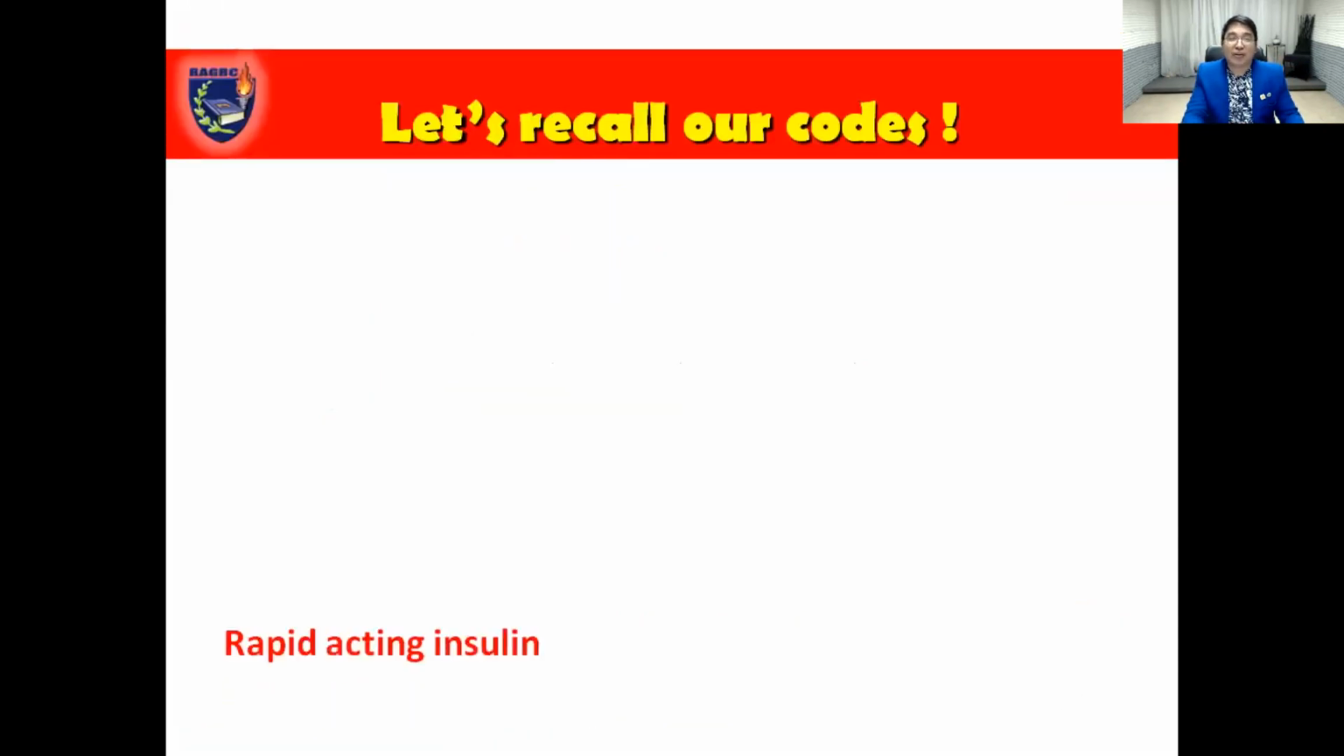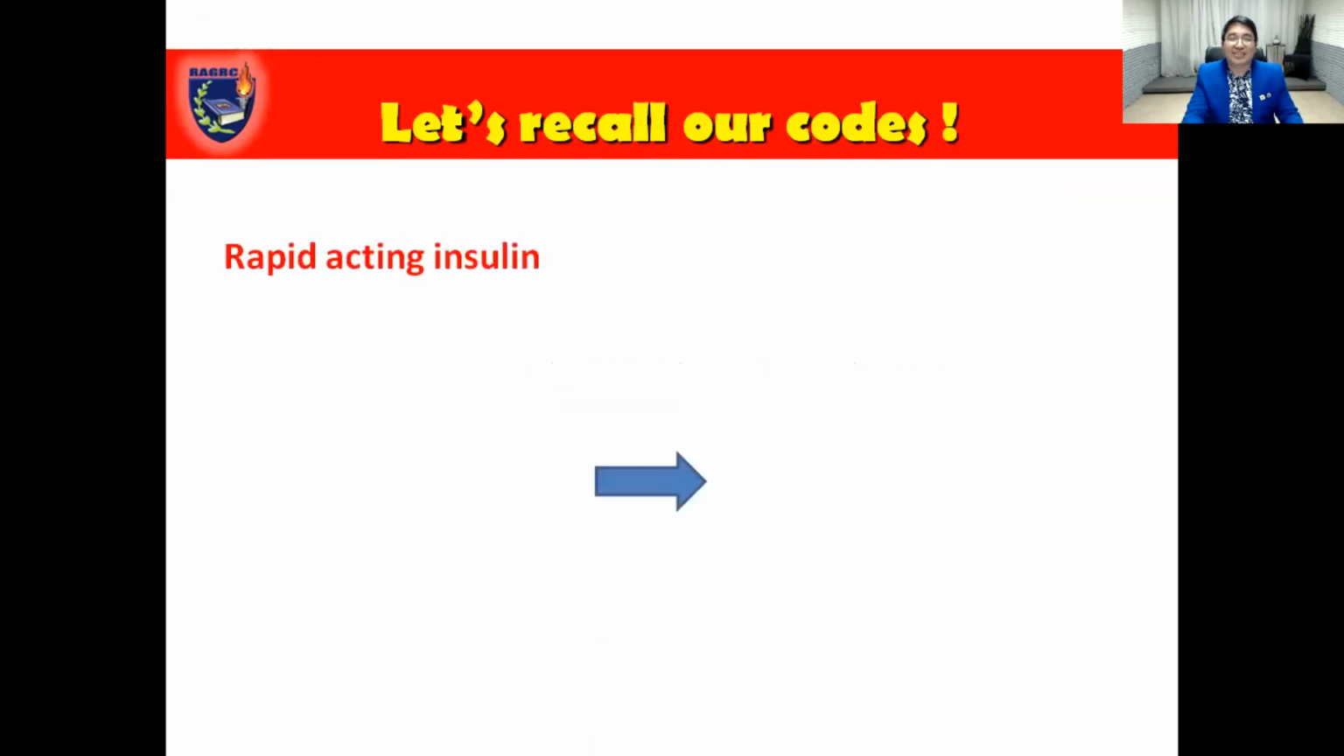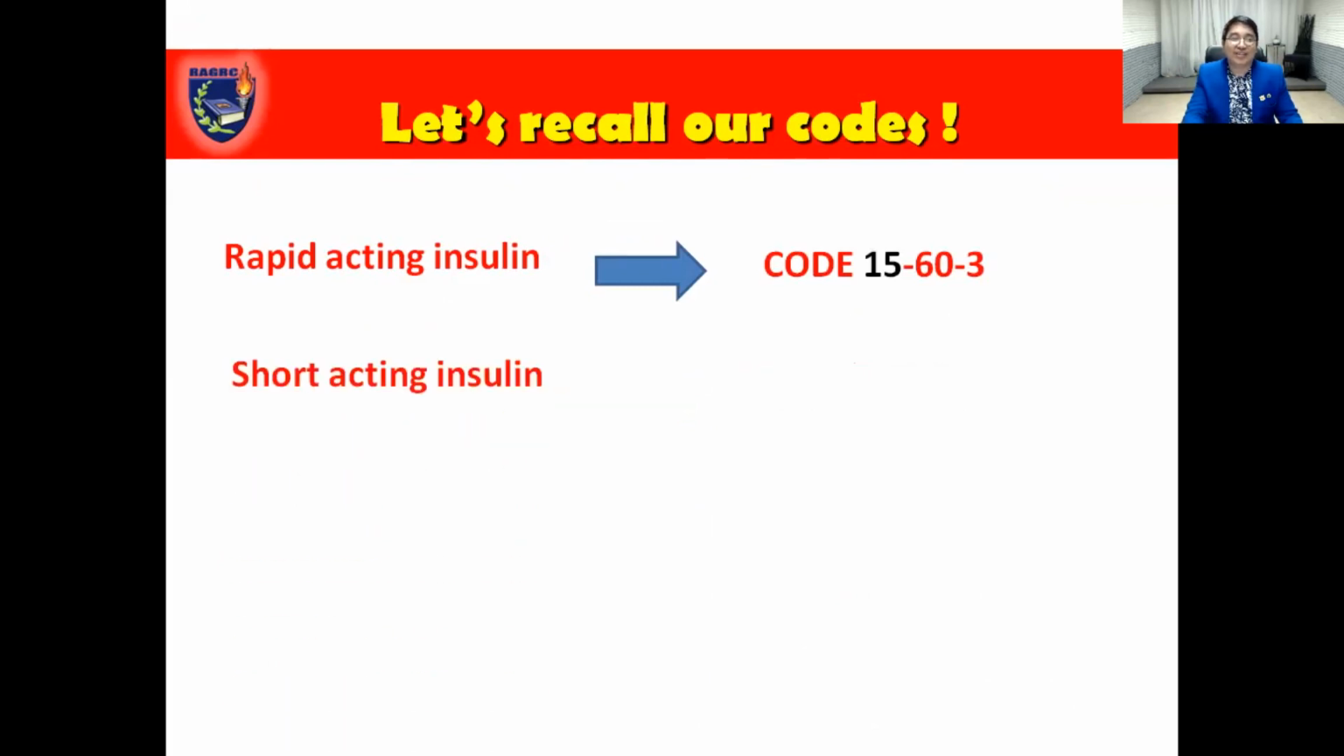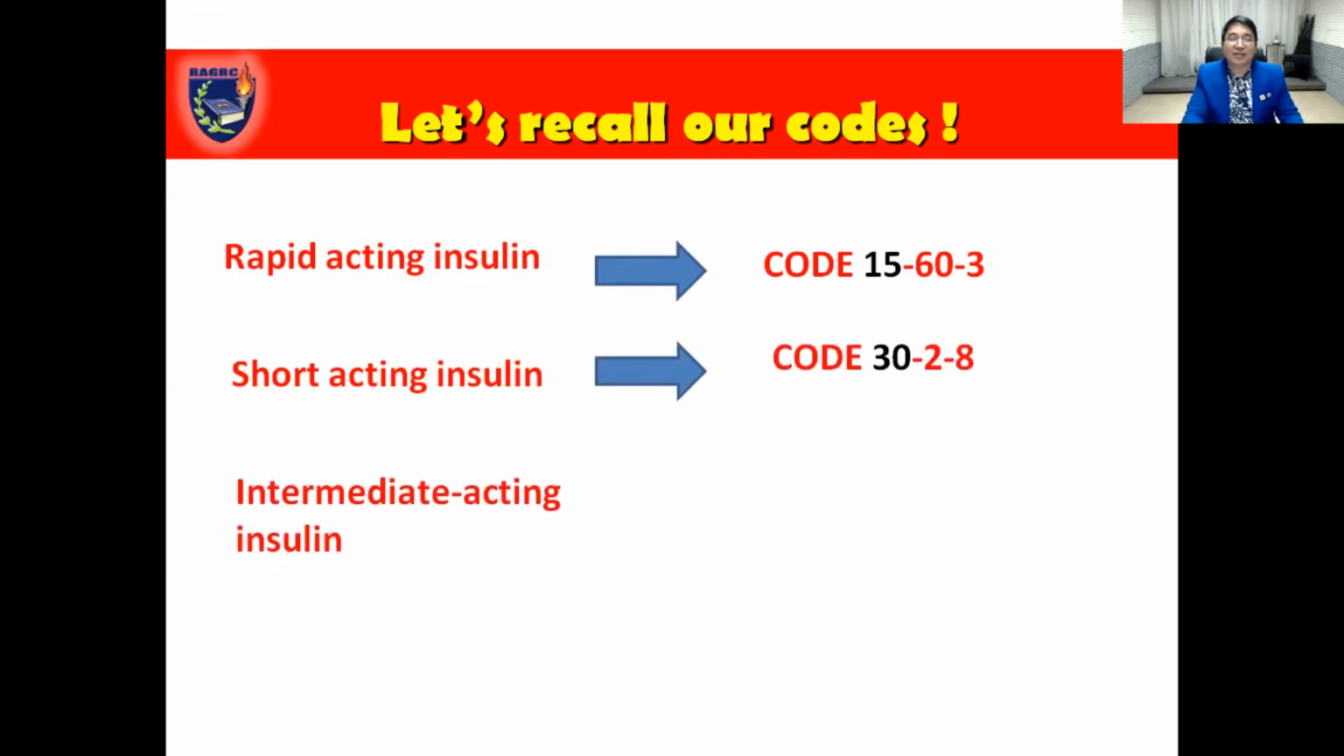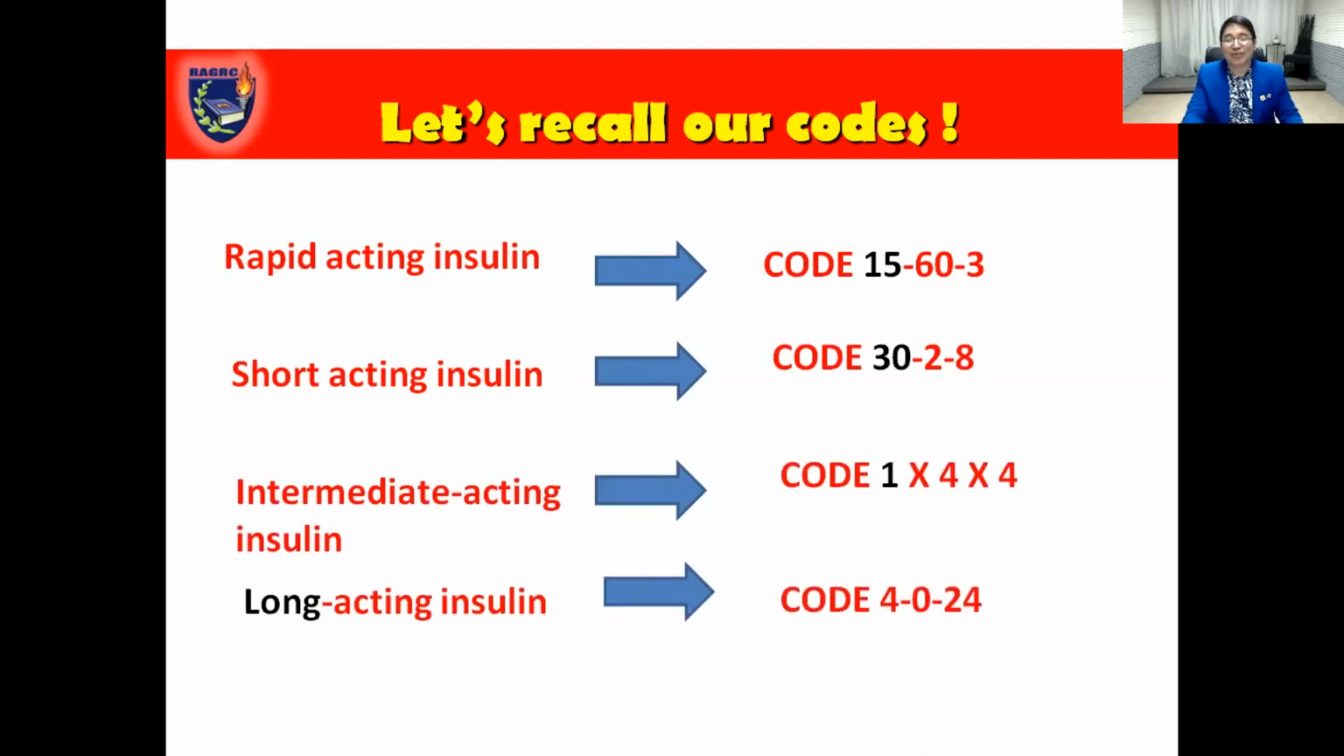Now let's recall our codes. Rapid acting insulin, let's remember 1563: 15 is the onset, 60 is the peak, and the duration would be 3. And then short acting insulin, our code is 32.8. Intermediate acting insulin, our code would be 1 times 4 times 4. And long acting insulin, of course, the code is 4024.